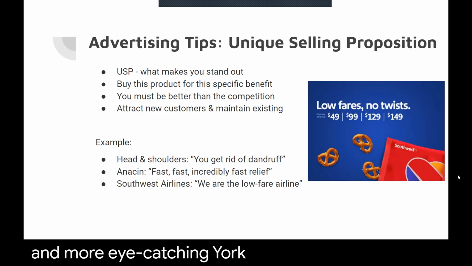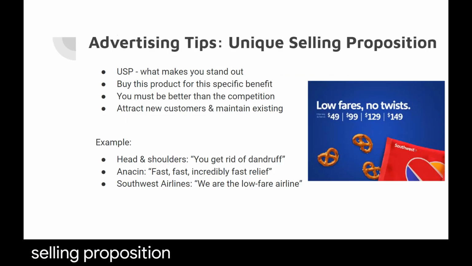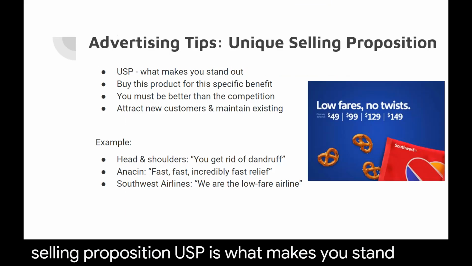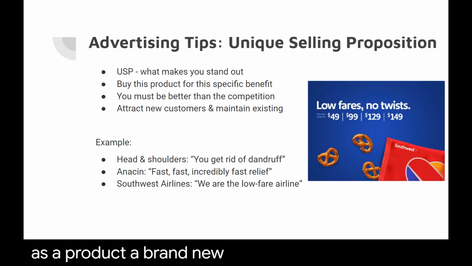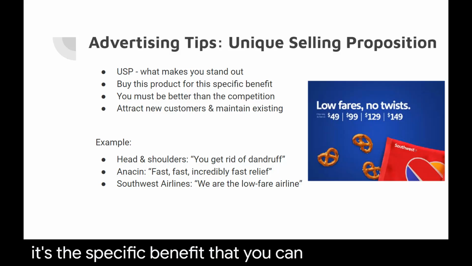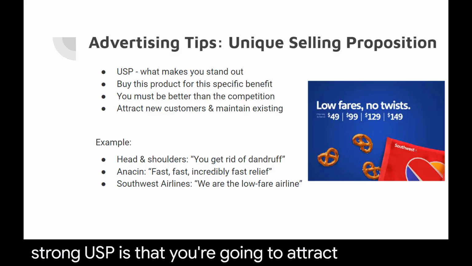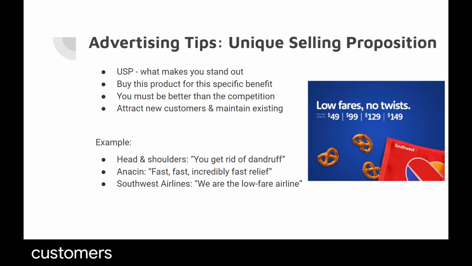So when you're creating your advertisements for print, there are a couple of things you need to think about. The first is your USP, or unique selling proposition. USP is what makes you stand out as a product, a brand, an organization. And so this is the reason that people will want to buy your product. It's the specific benefit that you can offer better than the competition. So the main idea behind having a strong USP is that you're going to attract new customers and maintain existing ones through this unique selling proposition.